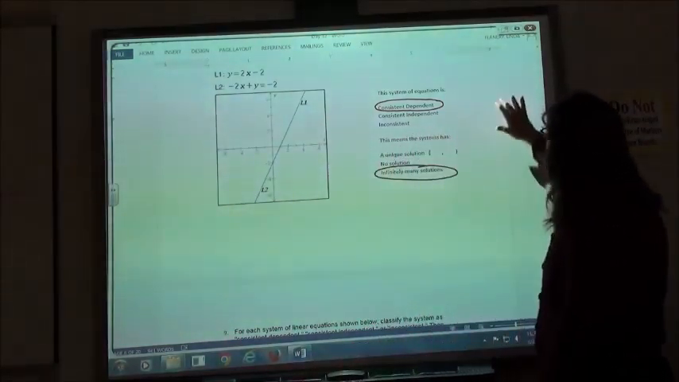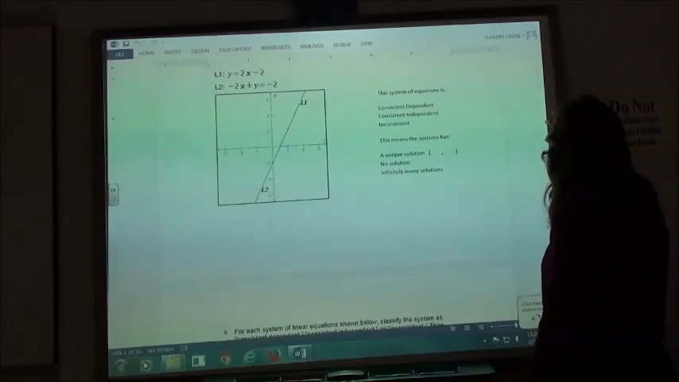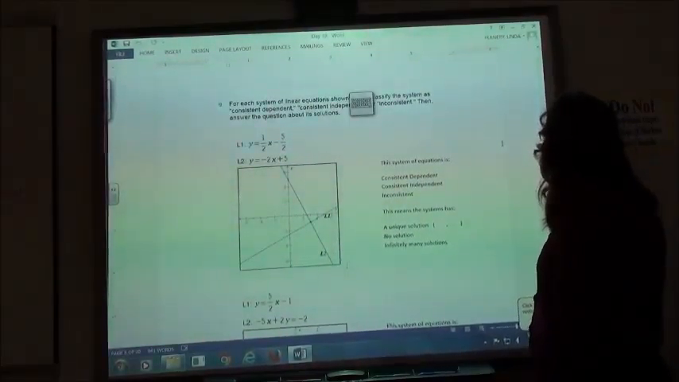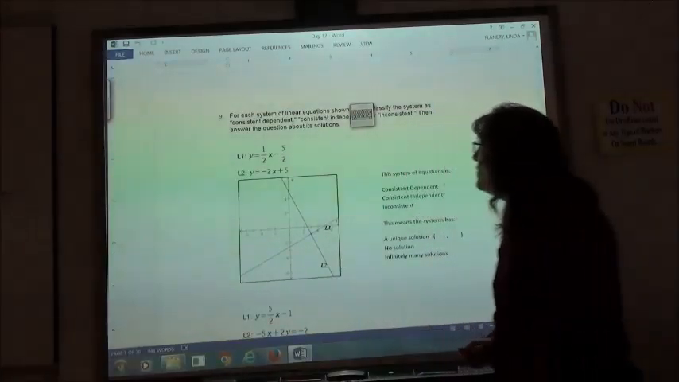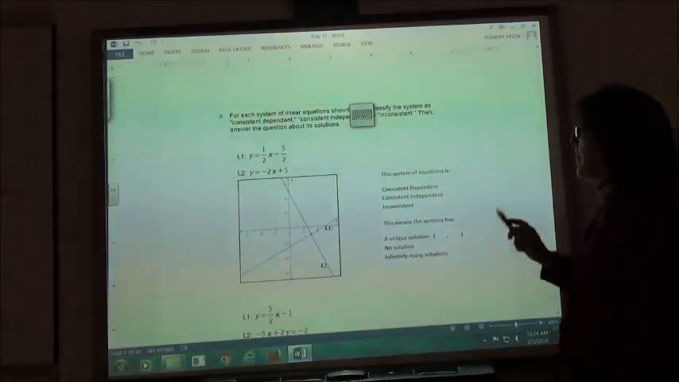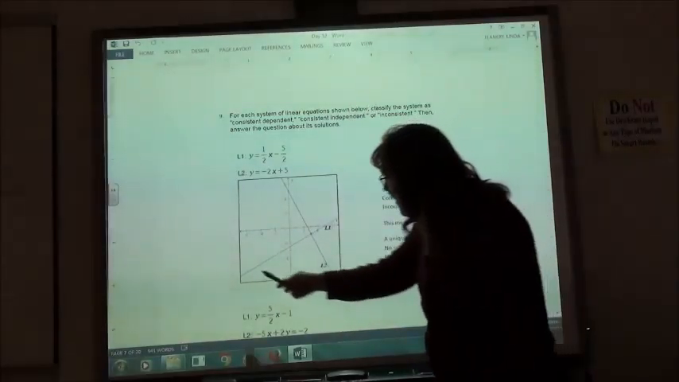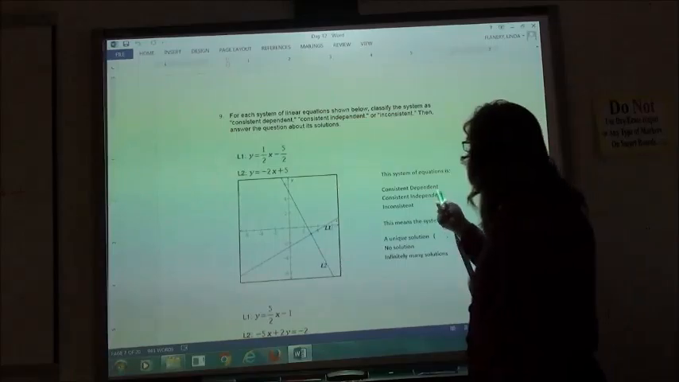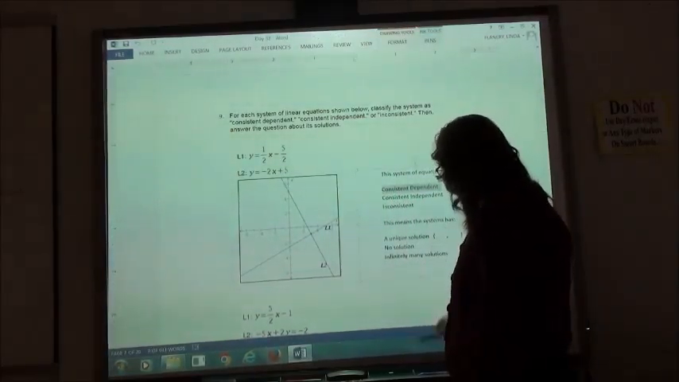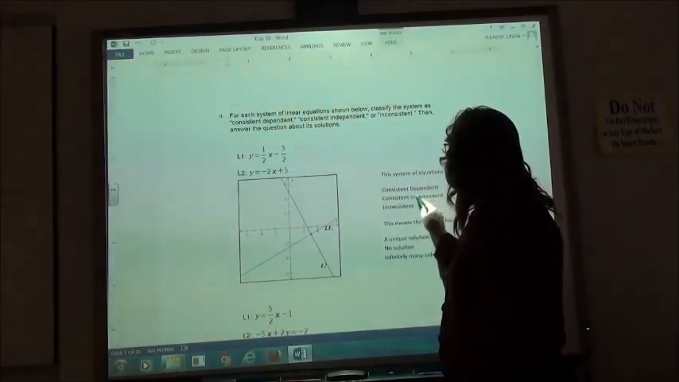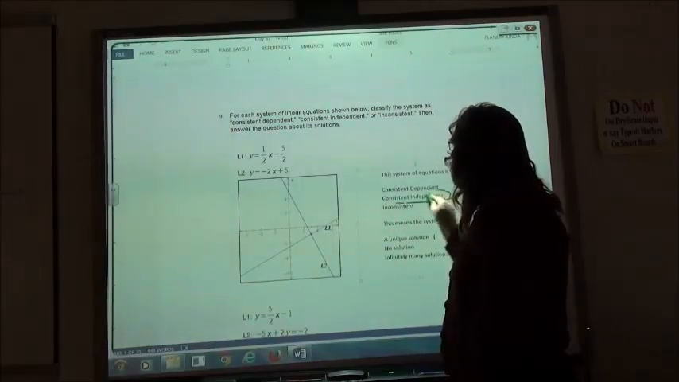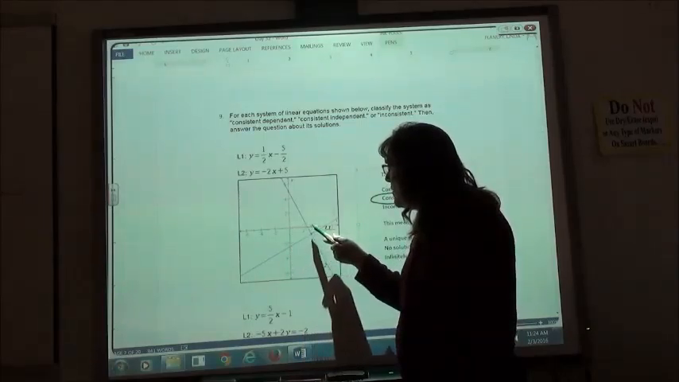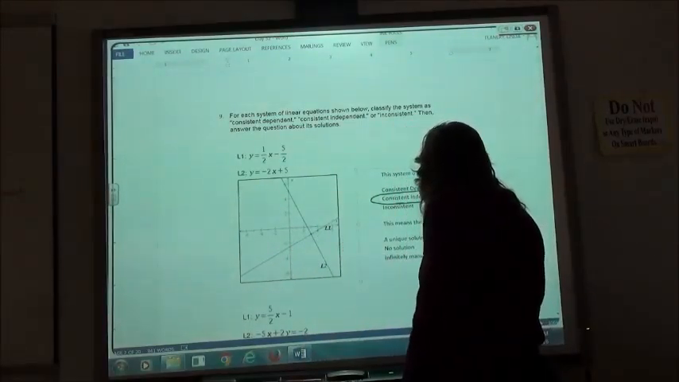One more of those. Go ahead and try to answer number 9 while I'm trying to get the board to write. So on number 9, we have one line and our other line, they intersect in a point. Since they intersect in a point, they are called consistent independent. The point where they cross is your solution. They cross at 3, -1.